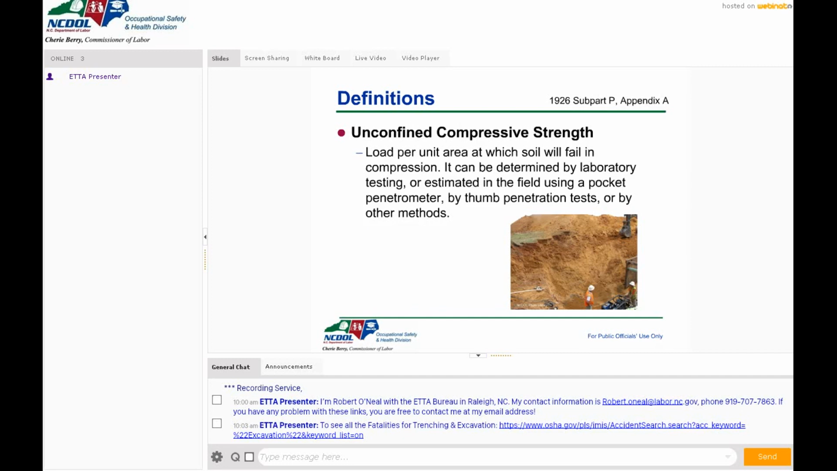And here's the definitions, and I'm not a slide reader, so you can read through these and take a look at it. And you'll note in the particular photo right here, there's definitely some issues as far as the folks standing in there without any type of protection.